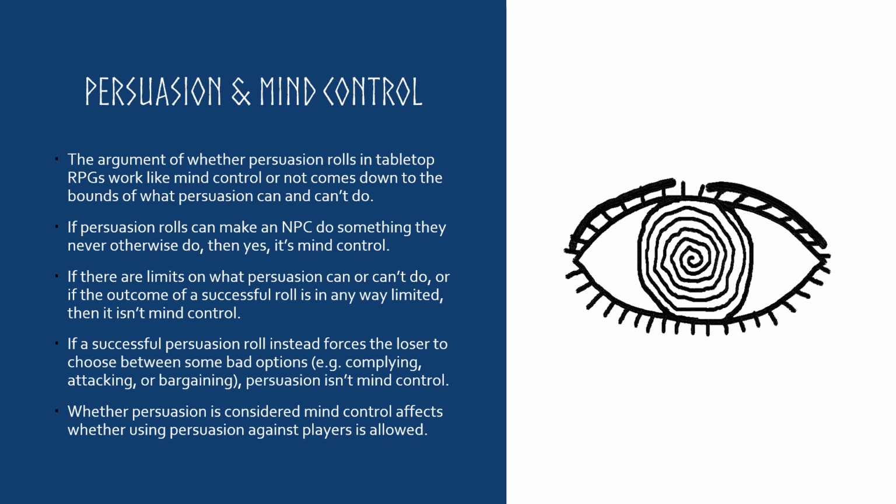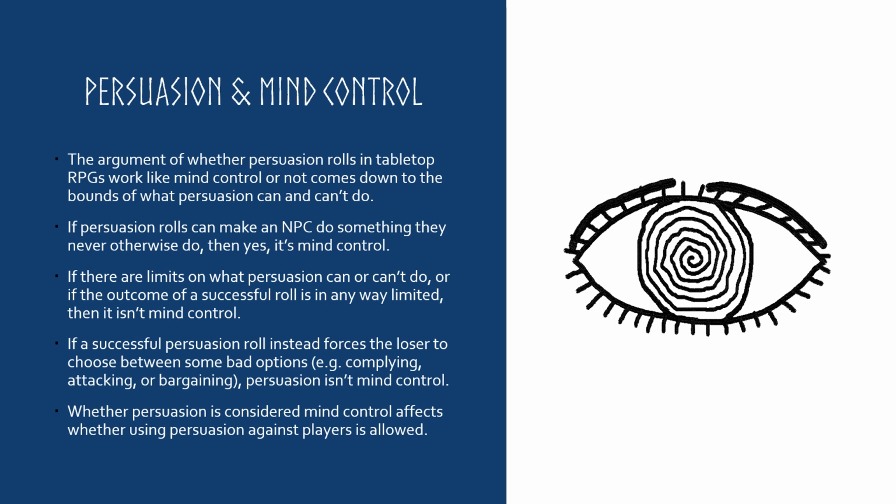If you successfully persuade the elderly scholar to travel with you to the dungeon, and they decide to leave halfway through, well, that's your persuade check undermined. And that sucks. But personally, I think the issue is a bit more complicated than that. Ultimately, how much persuasion feels like mind control will really come down to the limits and scope of what the system and the GM define persuasion as being able to do.